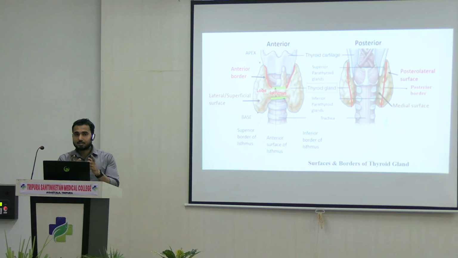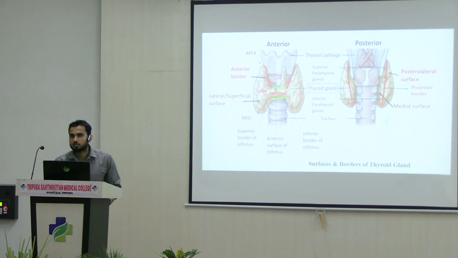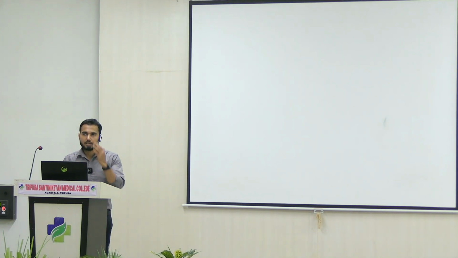So understanding the surfaces and borders is very important, or else you will not understand the relations. As I said, three surfaces are there. First of all, when you see the thyroid gland from the anterior aspect, the surface you see is the superficial surface or lateral surface. Then if you go posteriorly and laterally, that is the posterior lateral surface. From the posterior lateral surface, the posterior border will be there. Medial to that, you will get the medial surface. The medial surface is the deeper one.